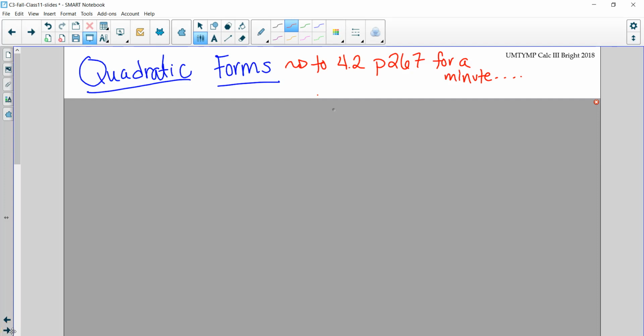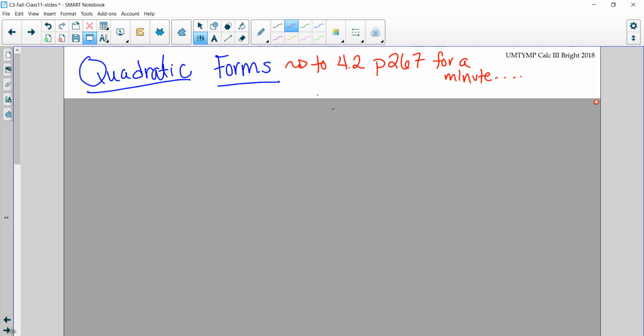All right, so we just finished talking about the second derivative for multivariable functions and the Hessian matrix that pops up, and now we're going to jump ship just for a little bit and talk about something else that is in section 4.2 for just a minute, called quadratic forms.